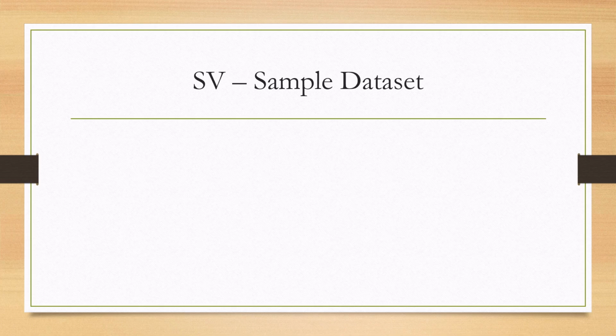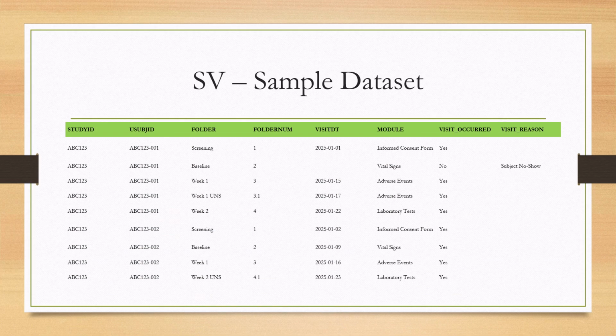Now let's take a look at a sample raw dataset that feeds into SV. It includes columns like folder and folder num for visit name and number, visit dt for visit date, module for the domain, such as AE, LB, and so on, in which the visit occurred, and visit reason for the visit status. Right now, I'm showing you one example of a sample raw dataset, which we can also call the visit dataset, which we will use in our code for generating the SV dataset.